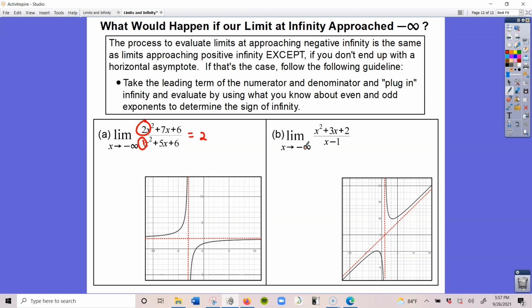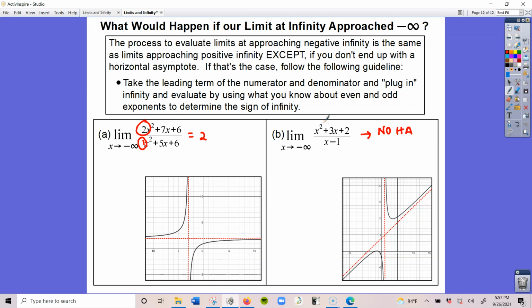However, look at this one. We have the limit as x is approaching negative infinity of x squared plus 3x plus 2 over x minus 1. Because the degree of the numerator is higher than the denominator, this automatically means that there is no horizontal asymptote. And if there's no horizontal asymptote, then we don't exactly know what our end behavior is doing, whether it's going down or up. So what I do, and I put it here in this bullet point, is take the leading term of the numerator and denominator and think about plugging in infinity and evaluate by using what you know about even and odd exponents to determine the sign of the infinity.